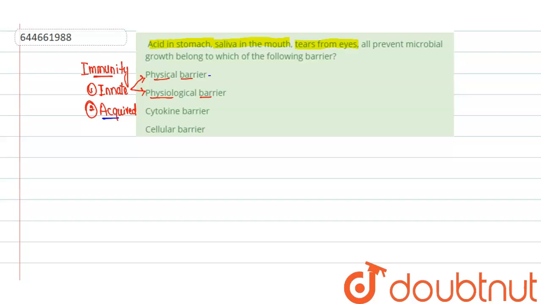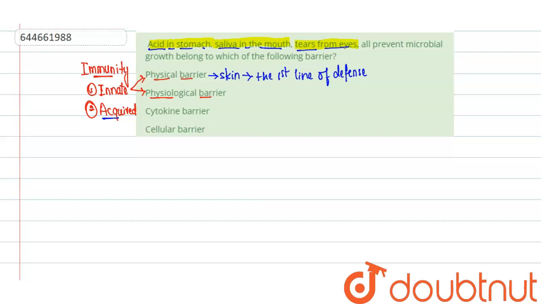So let us see an example of a physical barrier. A physical barrier can be a skin. It is the first line of defense or the defense mechanisms. And now let us see the second option that is given as physiological barrier. So all these, acid in the stomach, saliva in the mouth and tears from the eyes, are all physiological barriers. Physiological barriers are those that pertain to the physiology of the organism.